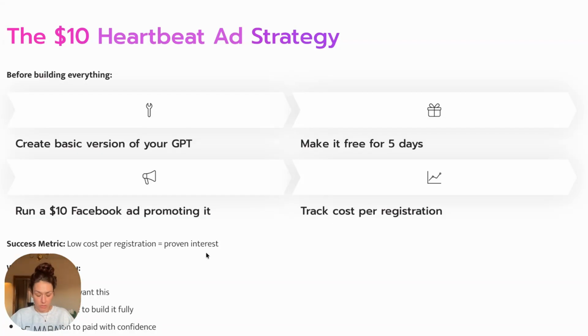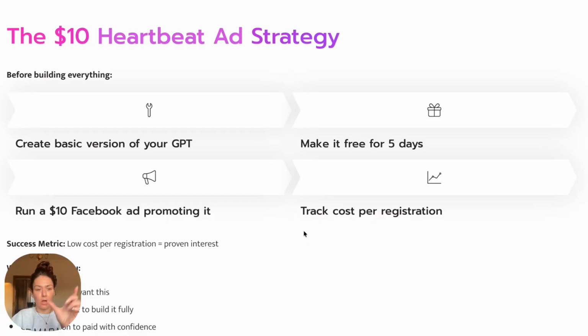Also do it in your community. Say, hey, I'm giving this GPT away for 5 days. Here's the link to it. And then just say you're doing it in exchange for feedback. Let me know, does this thing work? Does it make sense? Is this valuable? So giving it away to your community and then doing a $10 ad to see if a cold audience who's never seen you before is actually interested in this thing.